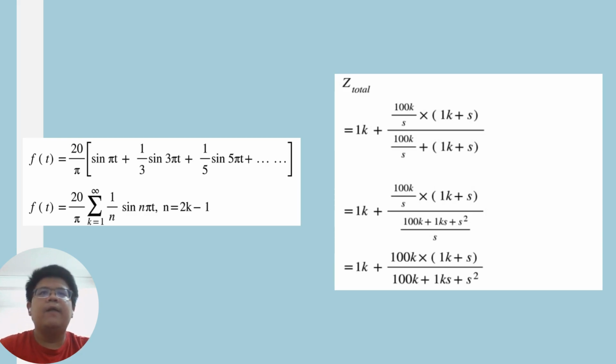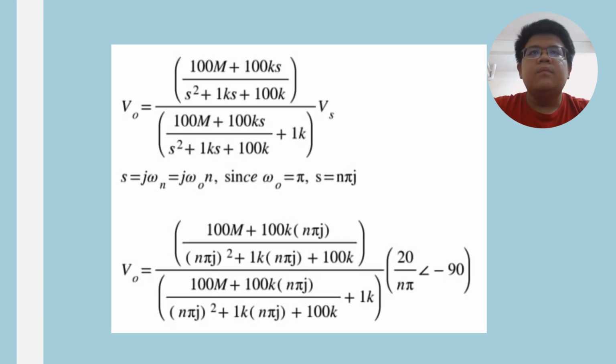Next, we need to find the total impedance. Since we have a parallel part, we need to solve the parallel part first and then the series part, and we will get this value. And now we need to find V naught, which is the voltage at the load. Here s is equal to j omega n, and also equal to j omega naught n. Since omega naught is equal to pi, s can be substituted with j n pi, and then we will get this equation.